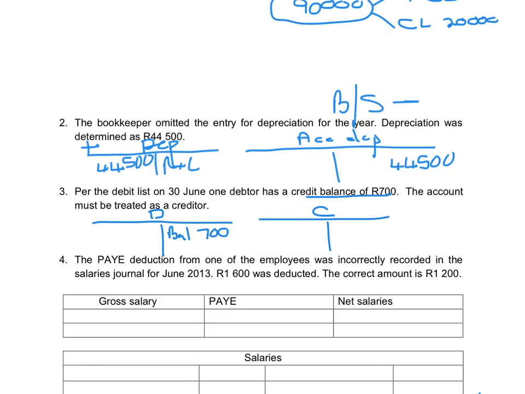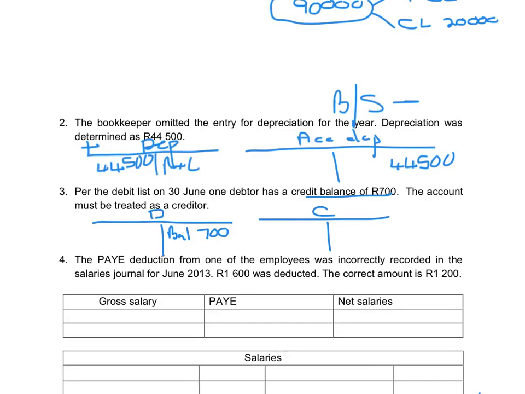Because they say in the debtors control, this balance is on the credit side, it means that the business actually owes money to this debtor. That can be that we granted discount after he paid his account in full, so that means we owe him 700 Rand, or he paid off his account and then returned goods, so we owe him money for the returns.